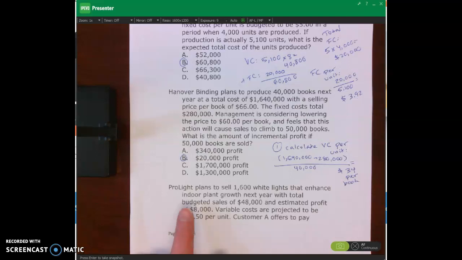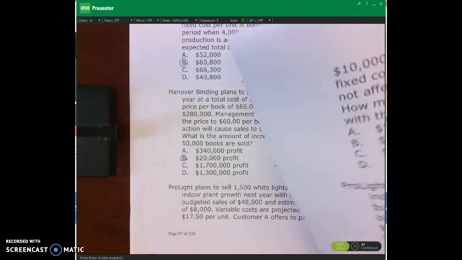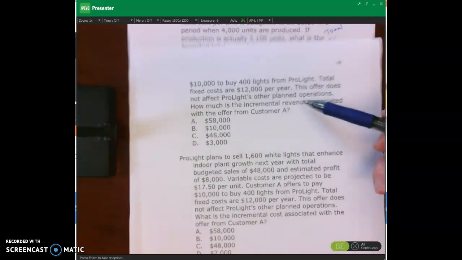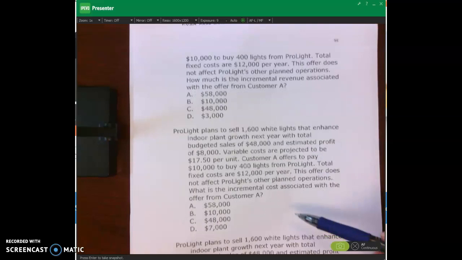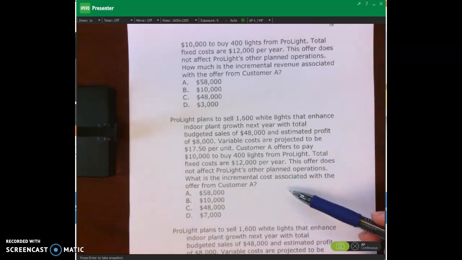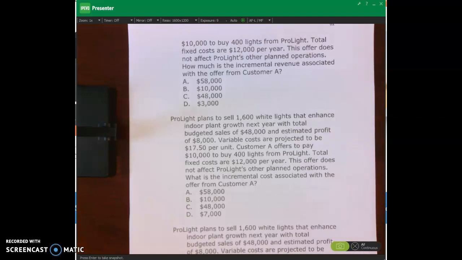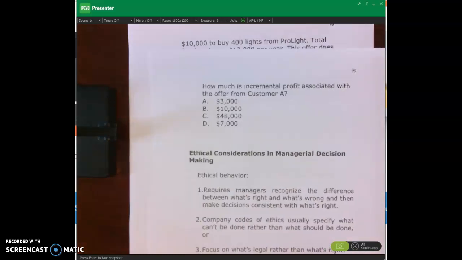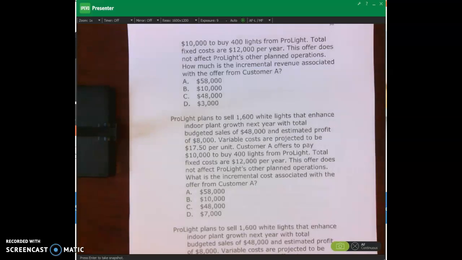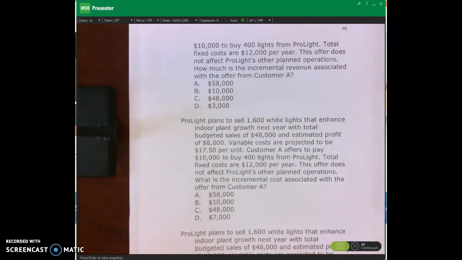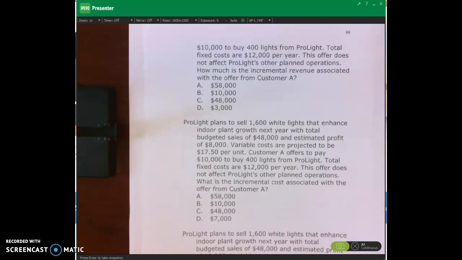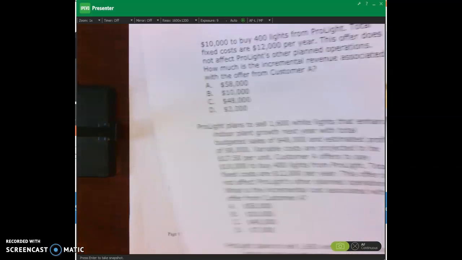So we have this problem ProLite here, and this problem continues on the next page. First asks you to calculate incremental revenue. The next problem, dealing with the same exact assumptions about sales price since it's the same company, asks you to calculate incremental cost. And then the next problem over here asks you to calculate incremental profit. So here's what I want you to do. I want you to pause the lecture video and do these three problems, and then come back and restart the video, and then we'll check your work, okay?